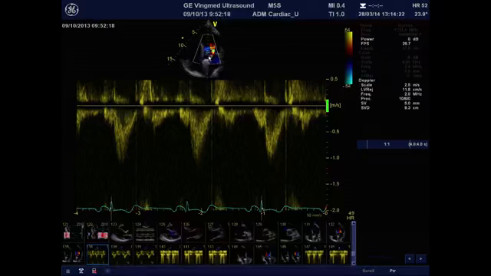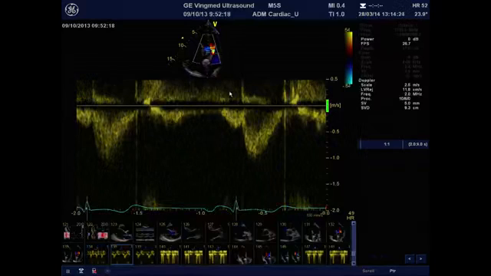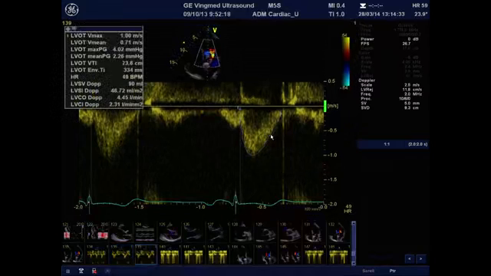And to trace the envelope, you will adjust the definition and change the sweep to 100 millimeter per second. And then you will simply trace your envelope like this. And you will obtain the stroke volume, just over here, of 90 milliliter, and the LVOT VTI of 23 centimeter that you will need in the continuity equation.